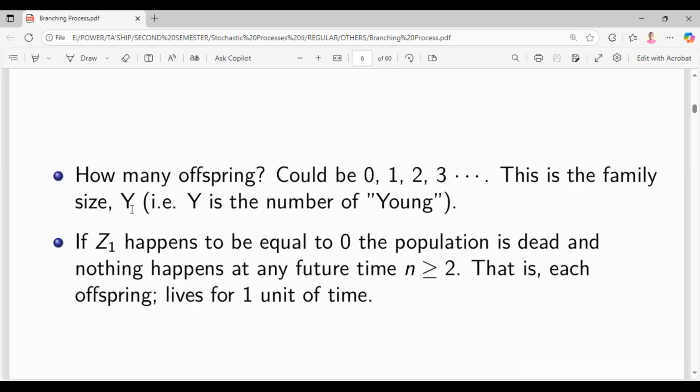So how many offspring? What I said in the previous slide is that the offspring could be 0. In the case of a human being, 0 means maybe the person is barren and has not produced any child. If it is 1, 2, 3, and so forth, that is the family size. So if we have a human being giving birth to some sort of family, the family size of that one person is going to be denoted by Y. So Y could be any of these we spoke about. If Z1 happens to be equal to 0, then the population is dead and nothing happens at any future time n greater than or equal to 2.